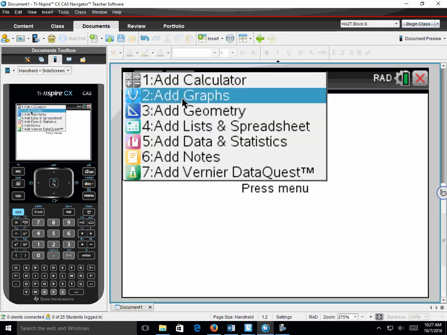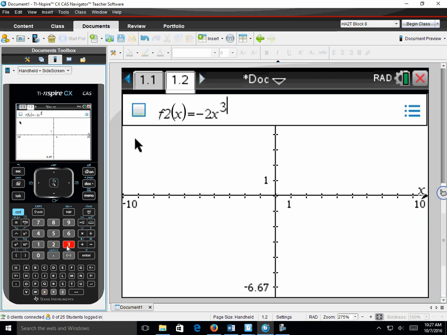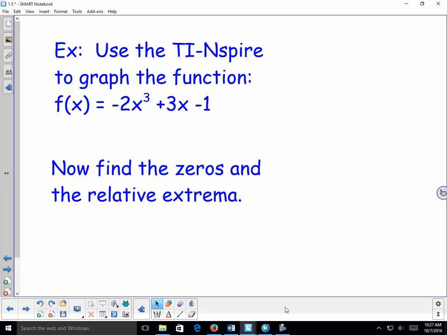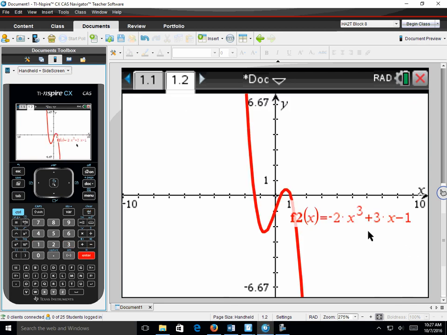I'm adding a graphs page here. I want negative 2x raised to the third. Right click to get out of that. And then what was the rest of it? It was plus 3x, no, plus x minus 1. Okay, so there's my graph.